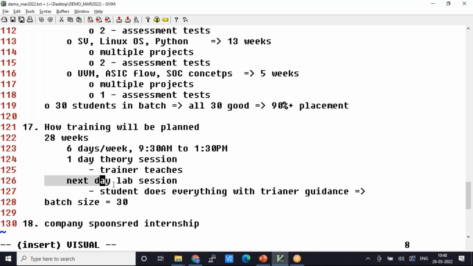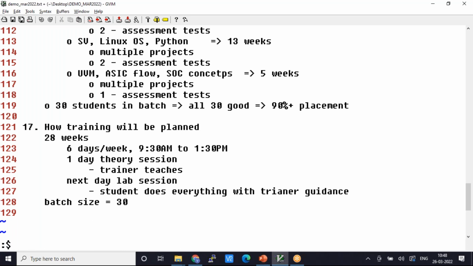Sometimes even the lab sessions can be more. Let's say I teach a lot of things today. One day may not be sufficient for you. So at that time, 2 days will be for lab session. That will ensure that you get the required attention.